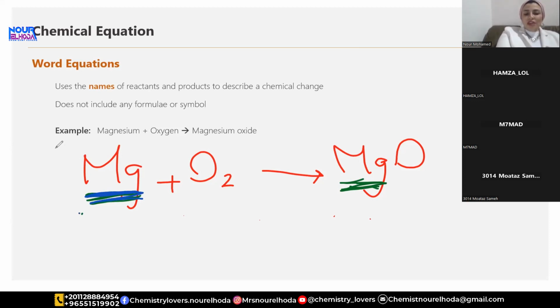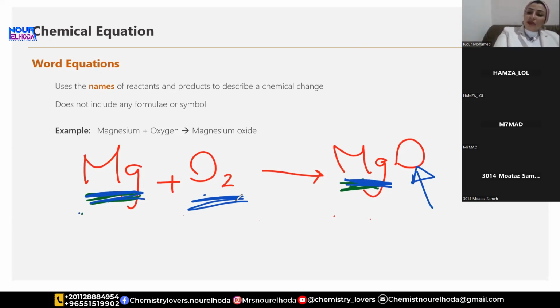1 magnesium here, 1 magnesium here. How many magnesium here? 1. So if 1 magnesium enters the reaction, 1 magnesium comes out. So it's balanced. Now, how many oxygen are here? If you check here, I have 2 oxygen atoms. Impossible: 2 oxygen atoms will enter the reaction, but only 1 oxygen will come out. This is not logical. So for sure they were 2.